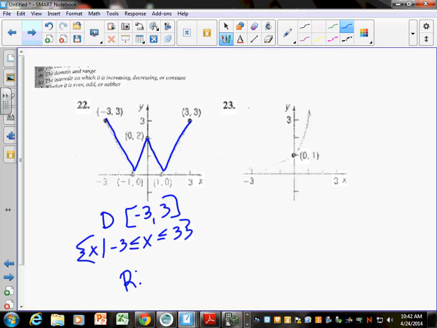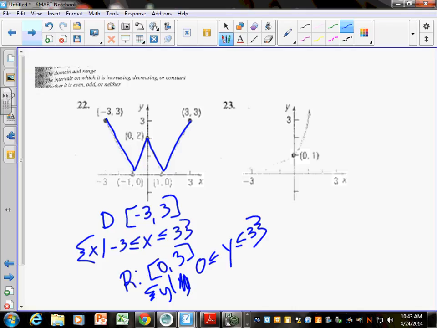The range of this is the y values, and it goes from 0 to 3. So I would say 0 to 3, or you could say everything in between 0 and 3. I don't know why, but when I do teach, I can't put line. I almost put X there.